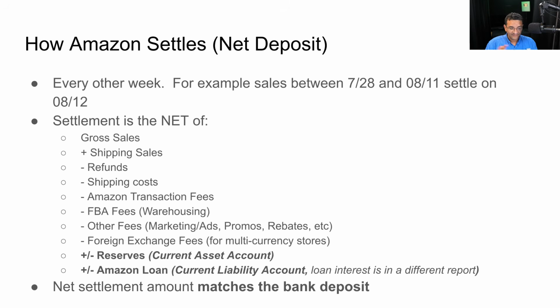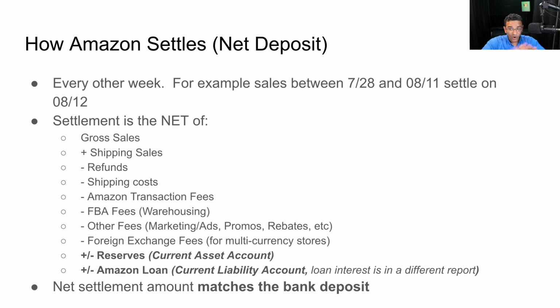Now, one thing is the interest on the loan itself doesn't get broken down in the settlement. So you have to look at different reports to book the interest. You take the payment that they took for the loan, you post it to the loan, and then at the end of the month or the year, you figure out what the interest was and post that to make sure that your loan balance is correct.